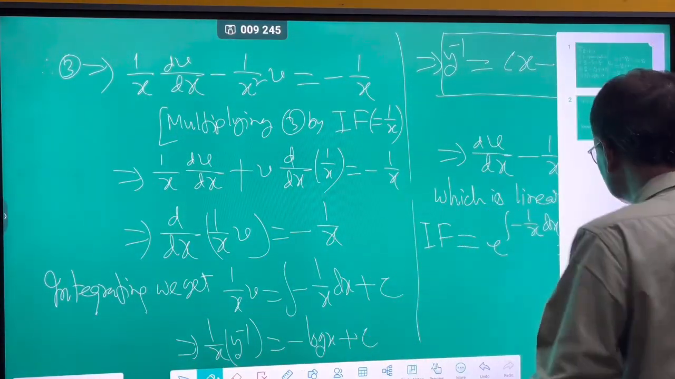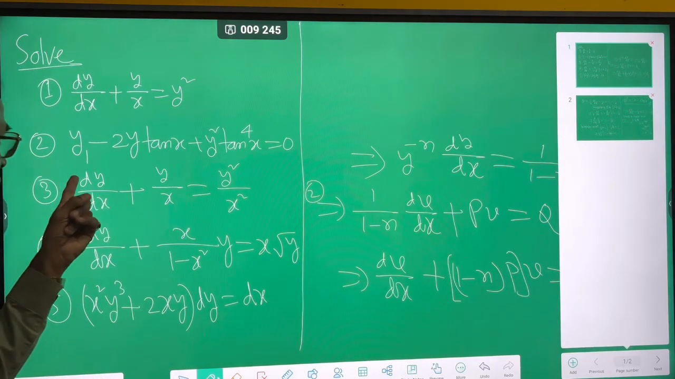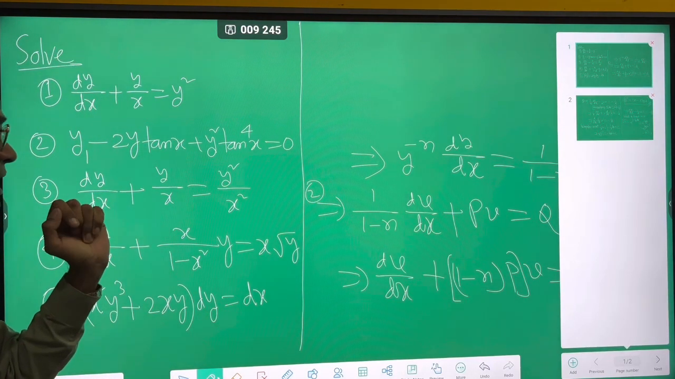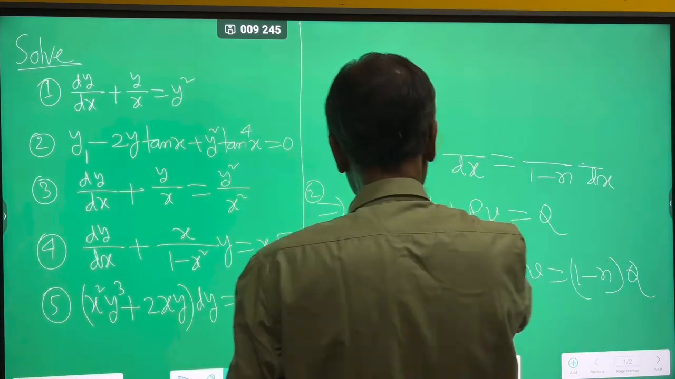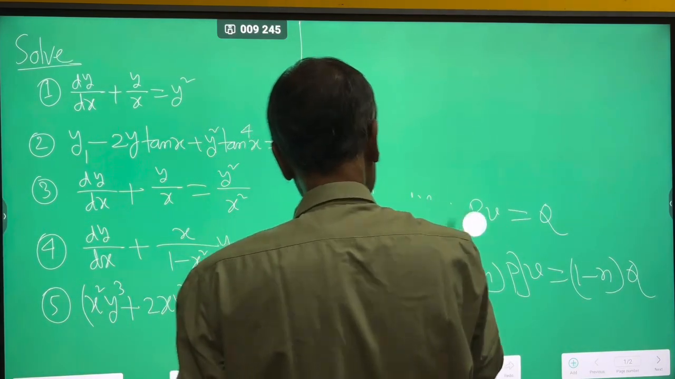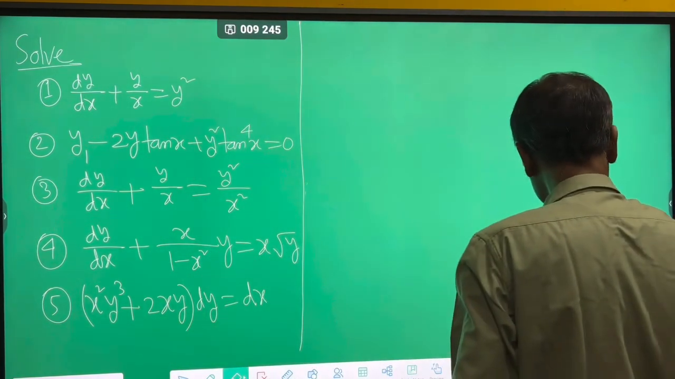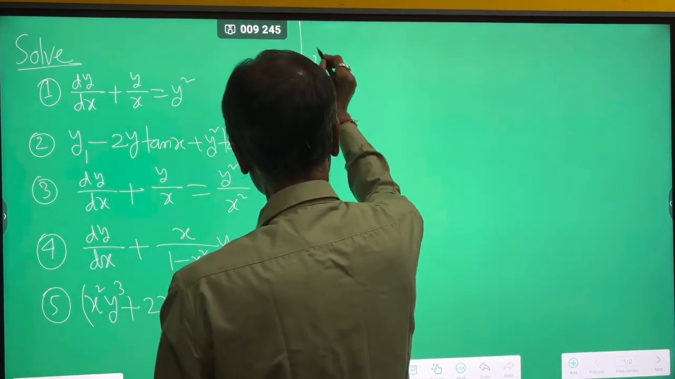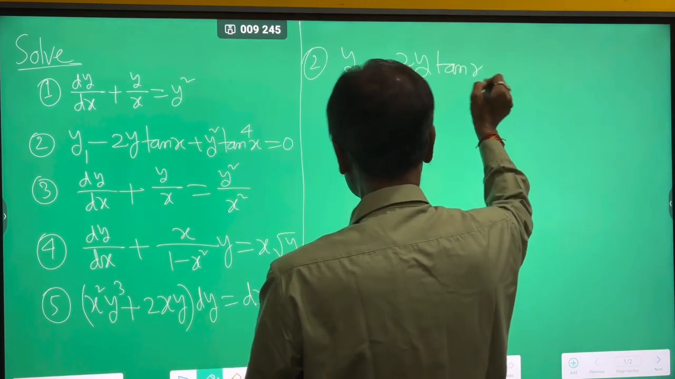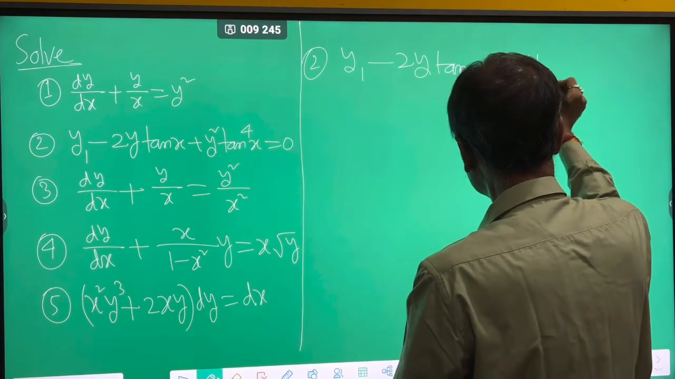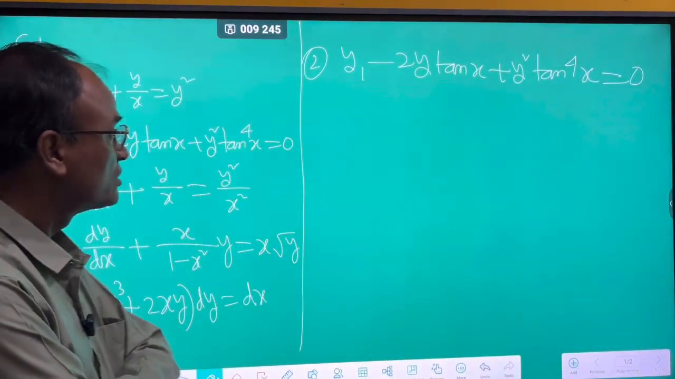What is question number 2? Question number 2 is y1 minus twice y tan x plus y square 10 to the power 4x equal to 0. You may write it here also. This is question number 2.